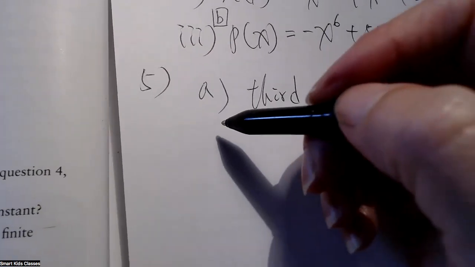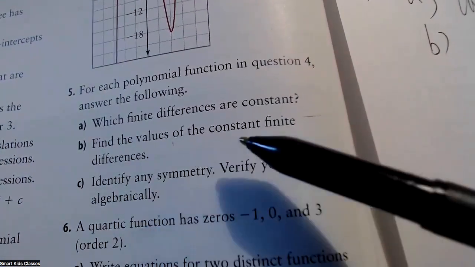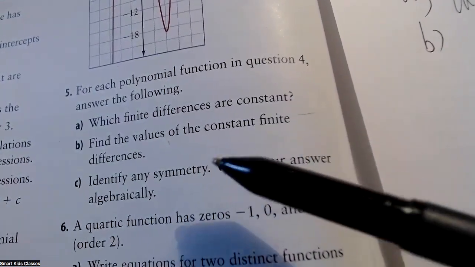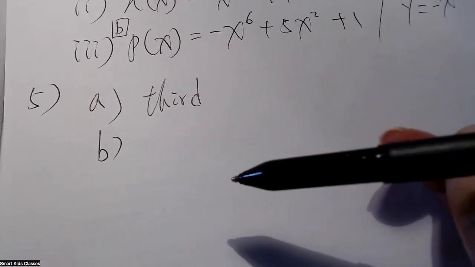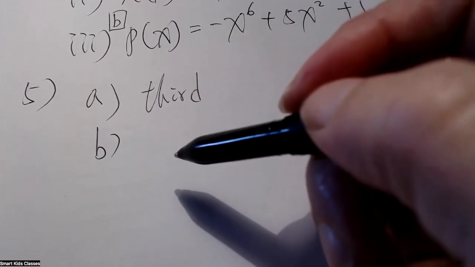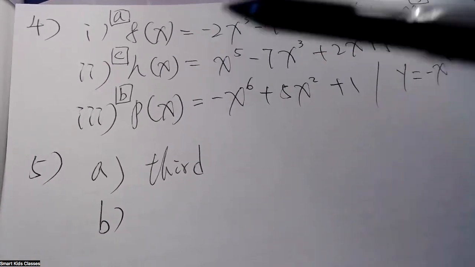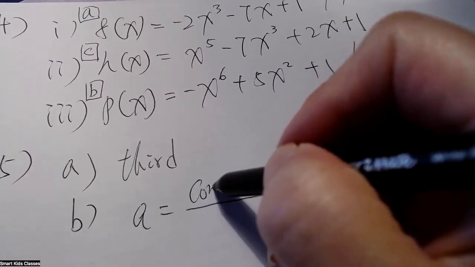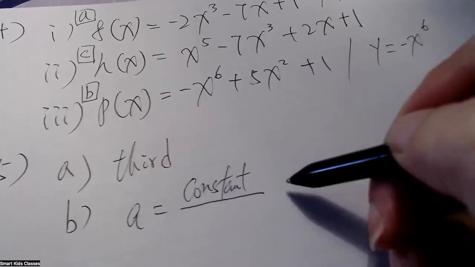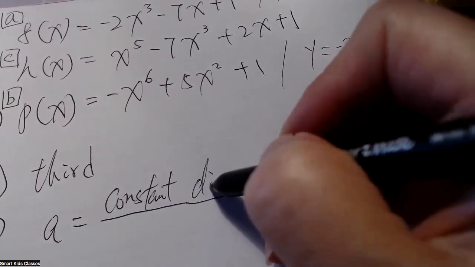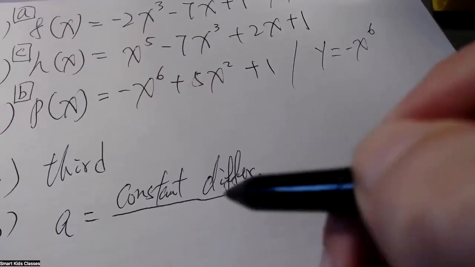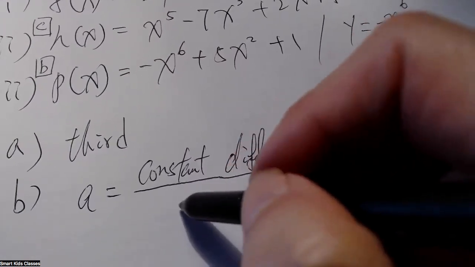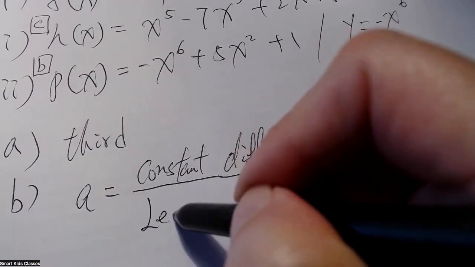And then for B, you're going to find the value of the constant finite difference. So for 5B, we're going to find the difference. We know that a is equal to negative 2. So the formula is: a is equal to the constant difference divided by the leading degree factorial.